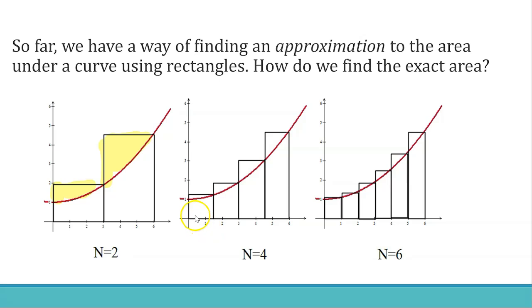If I use four rectangles to approximate the area, I still have an over-approximation, but now it's a little bit closer to the exact area under the curve. There's less overage happening. And if I use six rectangles, that's even less of an overestimate. So I'm getting closer and closer to finding that exact area under the curve if I use more and more rectangles. And that's not a coincidence. The more rectangles I use, the better approximation I'm going to get.